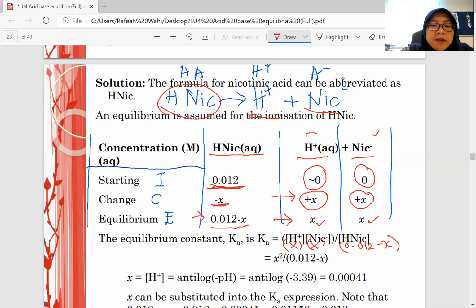Okay, why do we use equilibrium concentration? Because Ka, by definition, is the ionization constant, or acid equilibrium constant. So we know that Ka represents the weak acid at equilibrium, so we choose only values from the equilibrium concentration. Substituting all these values and unknowns into the equation, we have Ka equal to x squared divided by 0.012 minus x.